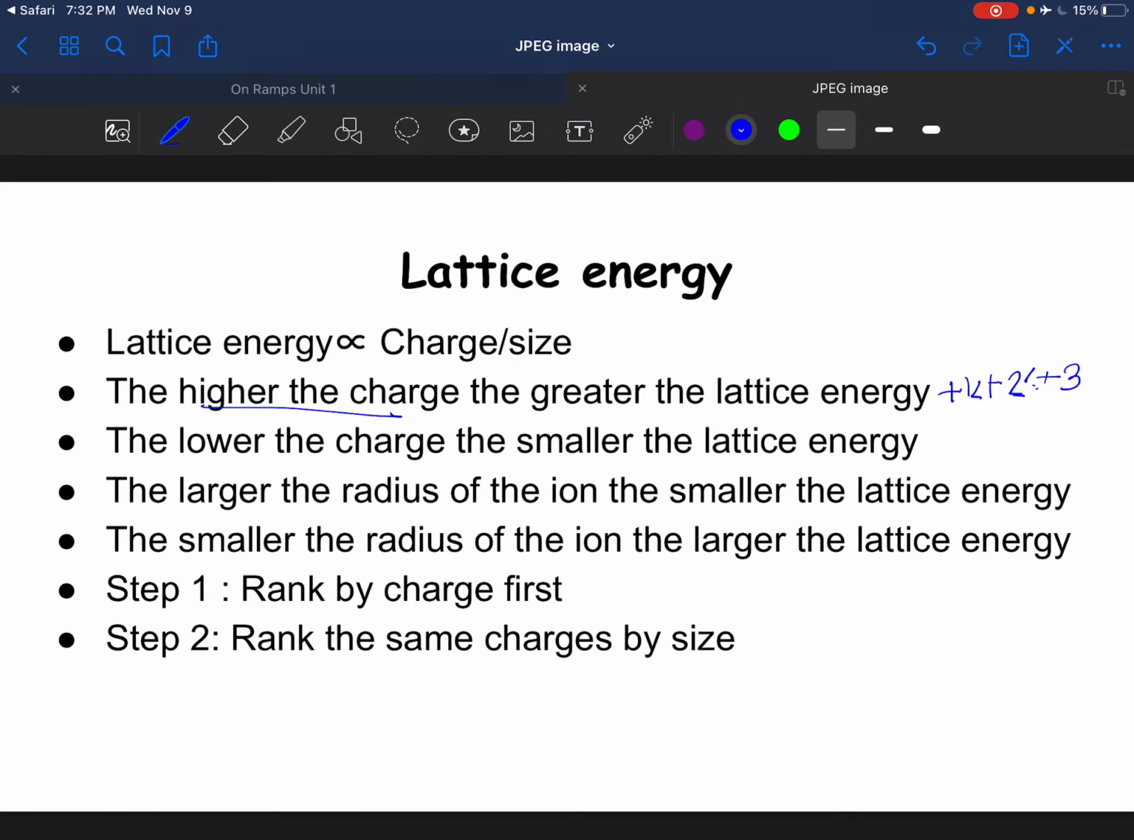And then so opposite, the lower the charge, the smaller the lattice energy. So the larger the radius, the smaller the lattice energy. The smaller the radius, the larger the lattice energy. So you're going to rank by charge first, and if those are the same charge, you'll rank by size.